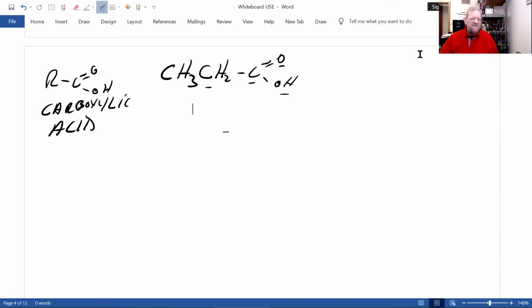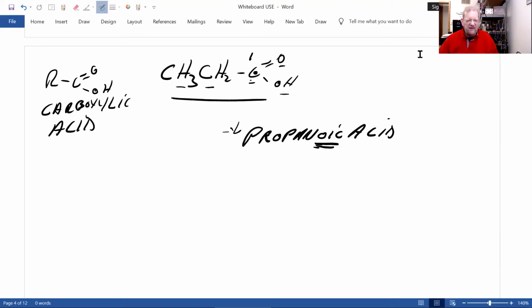How do you name it? Find the longest chain with the carbonyl carbon. 1, 2, 3. That's propane. Drop the E, add the letters OIC, and the word acid. And this is always number 1. And because of that, we don't put a number there. So I'm done. Propanoic acid. And that's the name of this compound, the IUPAC name.